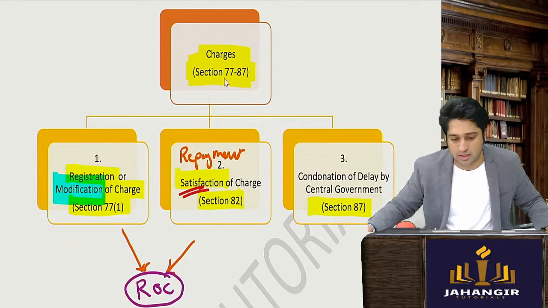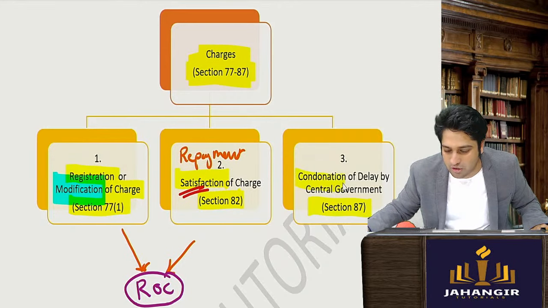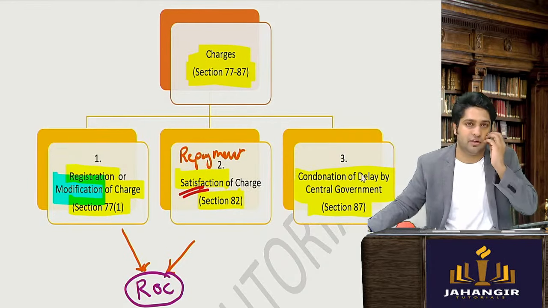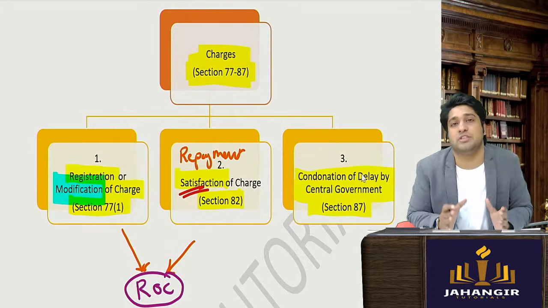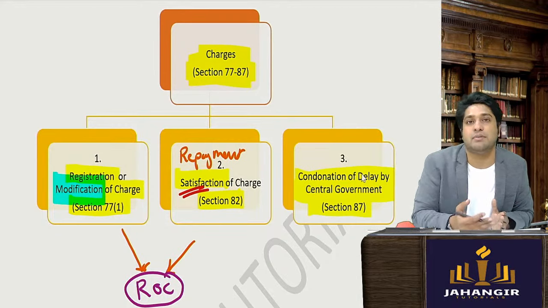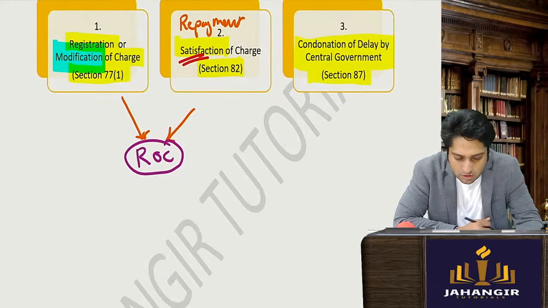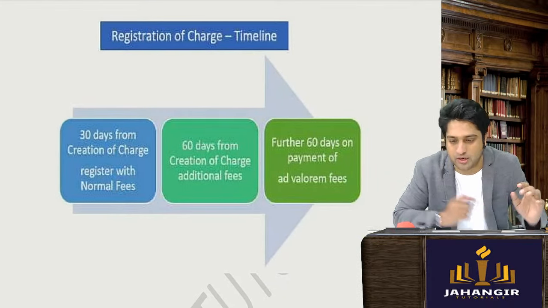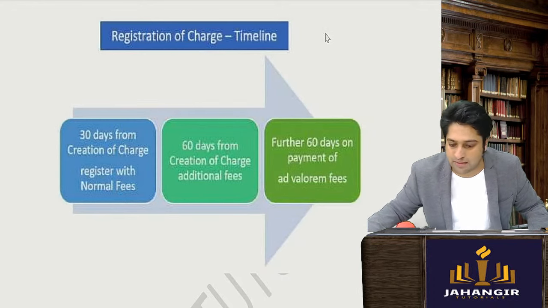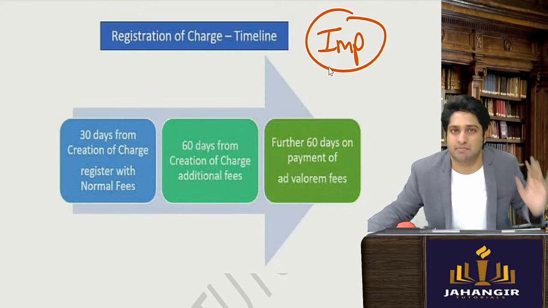Clear till here? And there are some time periods. If within that time period you cannot go, then the central government has the power to condone the delay. So we'll see the maximum time limit within which this intimation should be made. If not done within that, then you have to go and inform the central government. Clear till here? We will see. Now this is important, the timeline. This is the current present-day timeline.